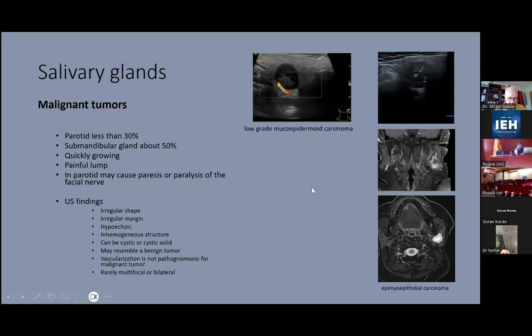And you have to know that vascularization is not pathognomonic for malignant tumors, because as we see in the Warthin tumor, there's a lot of vascularization, which is a benign tumor. And you have to know also that malignant tumors are rarely multifocal. So in this patient, you see this hyperechoic region when they examined him by MRI, irregular shape, irregular margin with cystic changes inside.